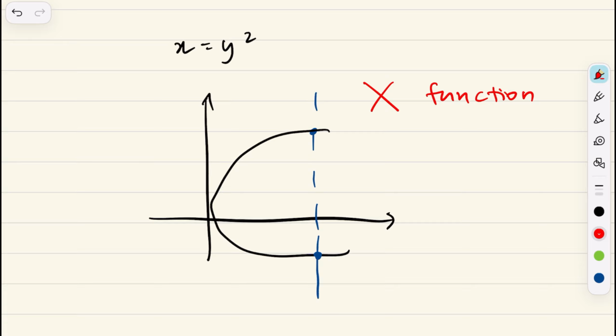So this is the basic idea behind functions. This understanding forms the foundation for everything else in AdMaths, including inverse functions, composite functions, and transformations, which we're going to cover later.